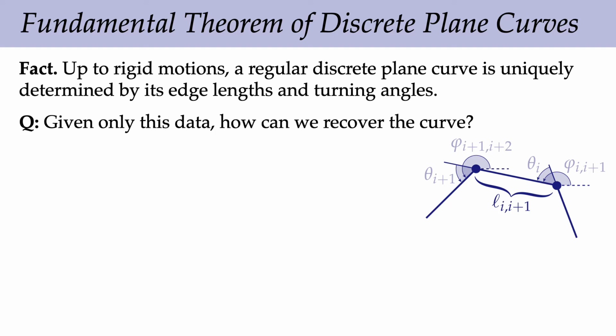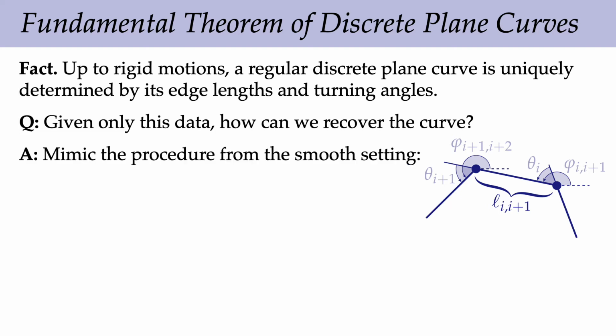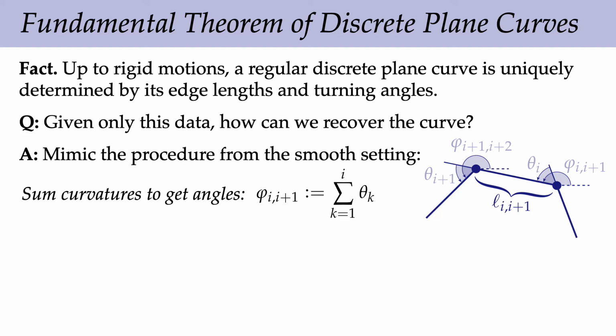If I want to be a little more precise about this, I can write this down just like I did in the smooth setting. So rather than integrating the curvatures to get the angles of the tangents, I can just sum the curvatures. So I could say phi sub i, i+1, an angle associated with a particular edge, is just the sum of all of the exterior angles theta leading up to that edge. Okay, so that tells me the direction of the edge relative to, let's say, the horizontal.